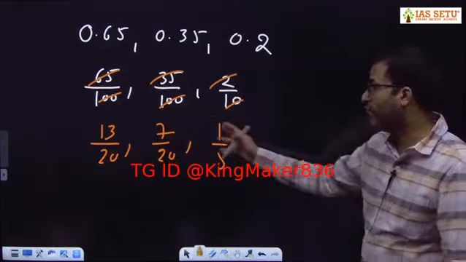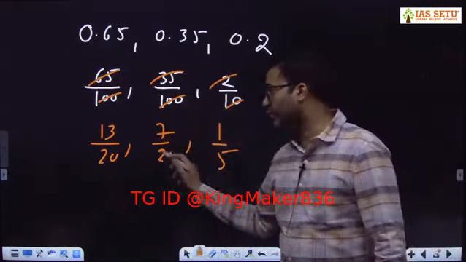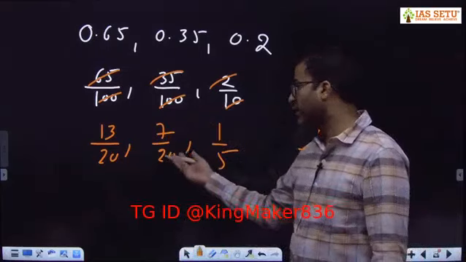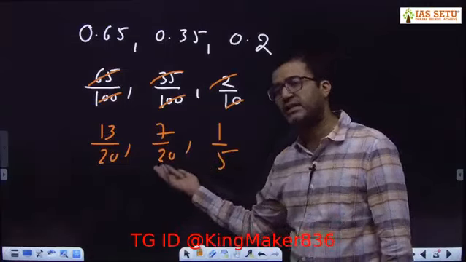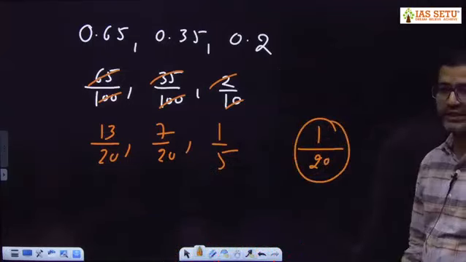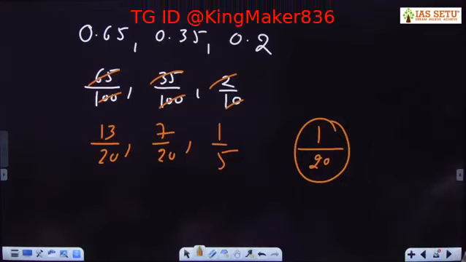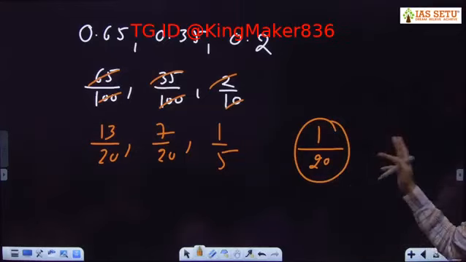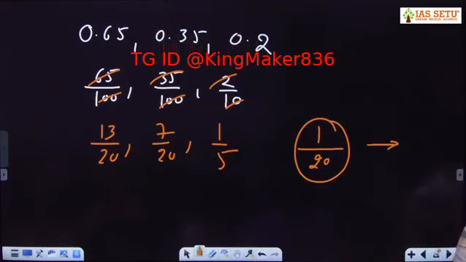What is HCF of 1, 7, 13? 1. What is the LCM of 20, 5? 20. Because if the largest number is a multiple of the remaining numbers, that itself is LCM. So your answer is 1 by 20. Then it depends on the answer options. If your answer options are given in fraction, this. If answer options are given in decimal, you have to convert this into decimal.